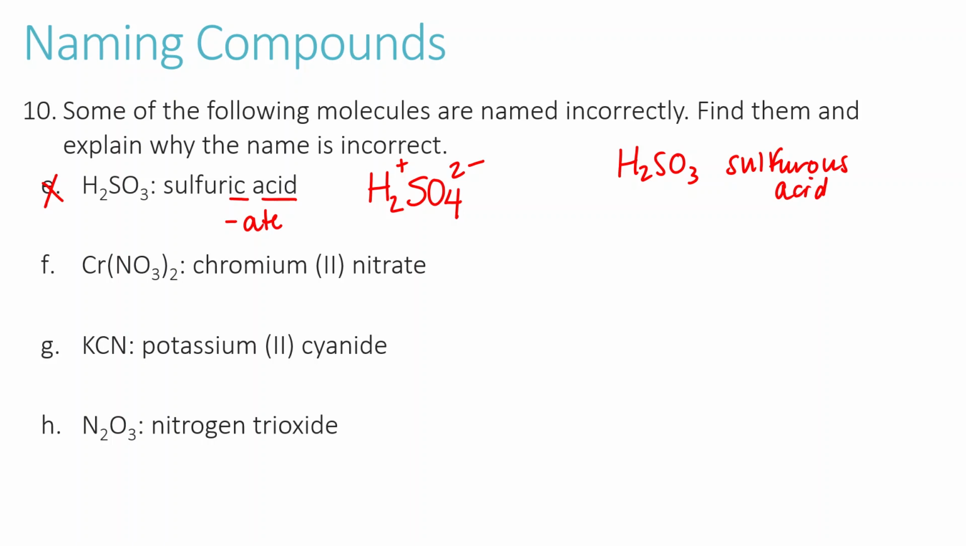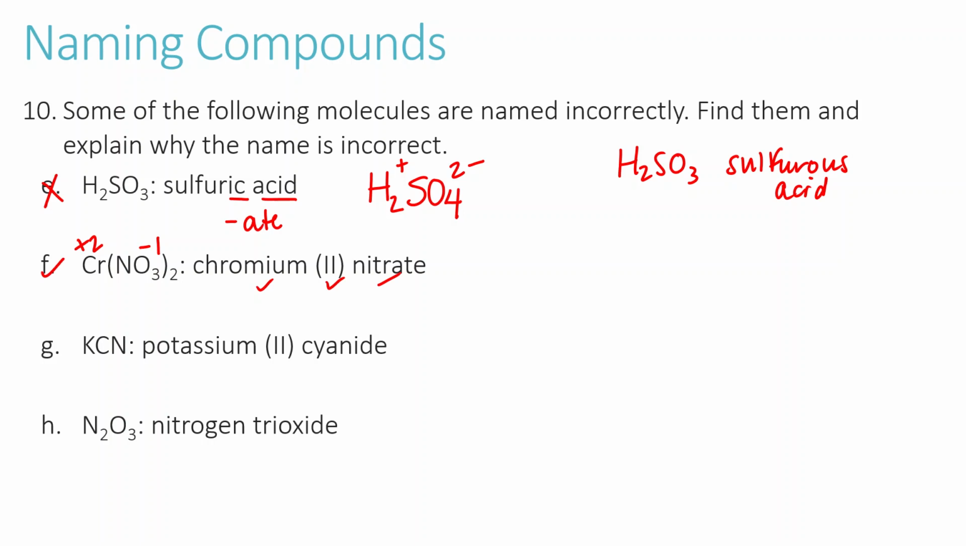Next we have chromium(II) nitrate. Nitrate, NO3, has a -1 charge, and there's 2 of them. So the total negative charge is -2. So the charge on chromium should be +2. And this all matches here. So this formula is correct.